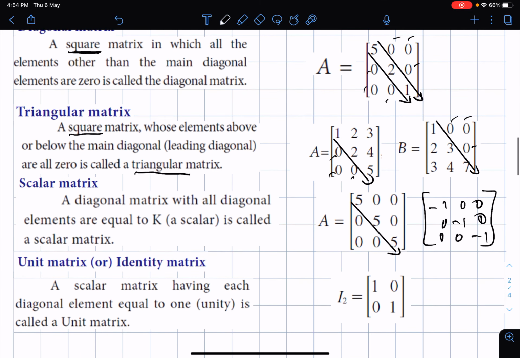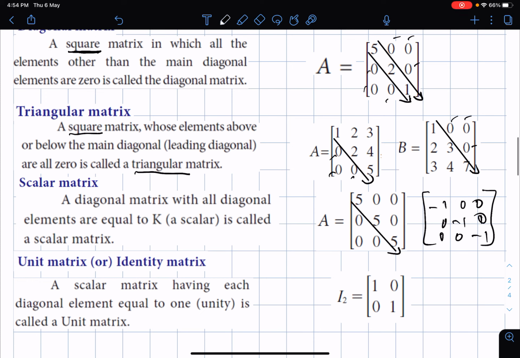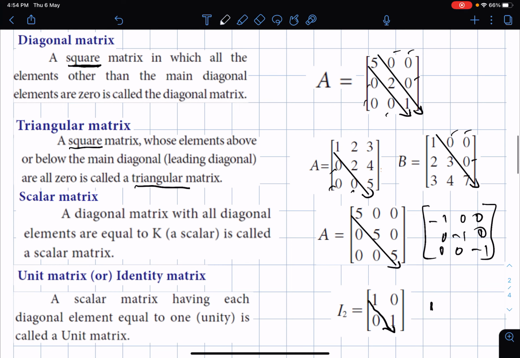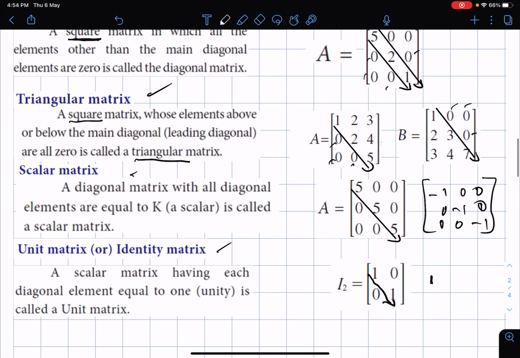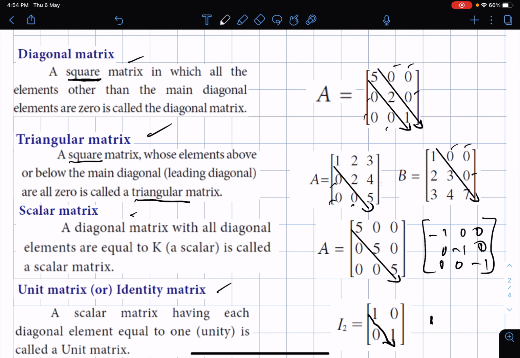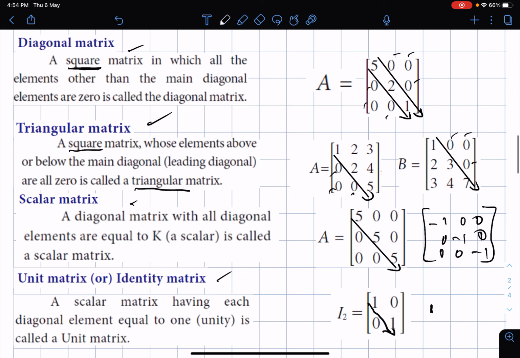Unit matrix. The same scalar matrix, but the leading diagonal elements are all unity, that is 1. It should contain only the element 1 along the diagonal. And as far as this diagonal matrix, triangular matrix, scalar matrix and unit matrix are concerned, all are square matrices. We have to remember these are all square matrices. Only in a square matrix can you represent these types of matrices.